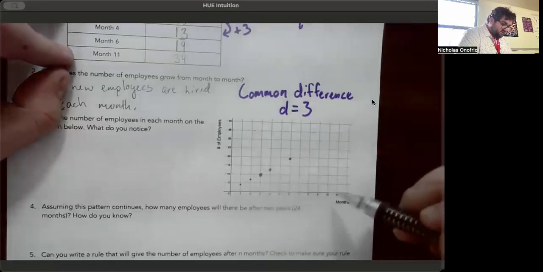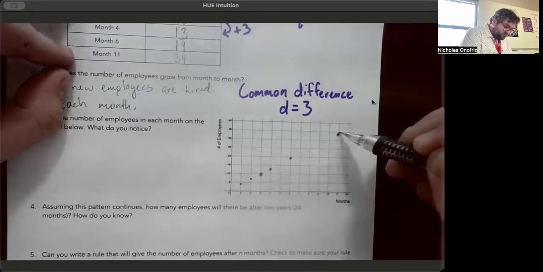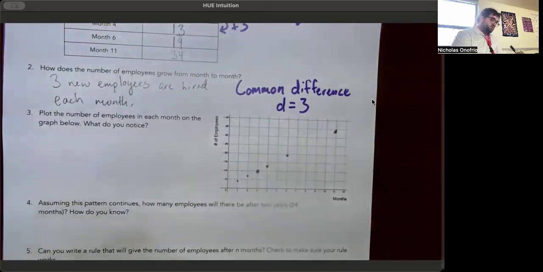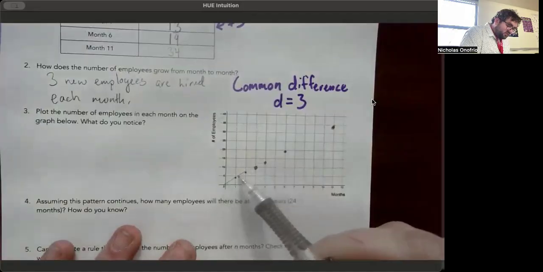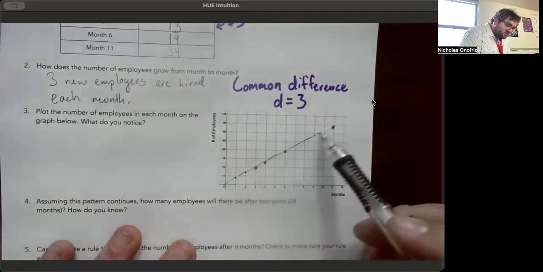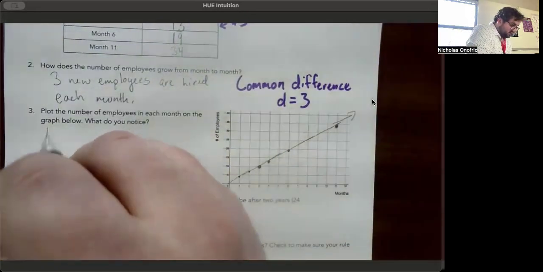And then month 11, 34. What I want you to notice is that all of these dots, if I kind of connect them together, they form a straight line. And hopefully that was what you answered for question 3.